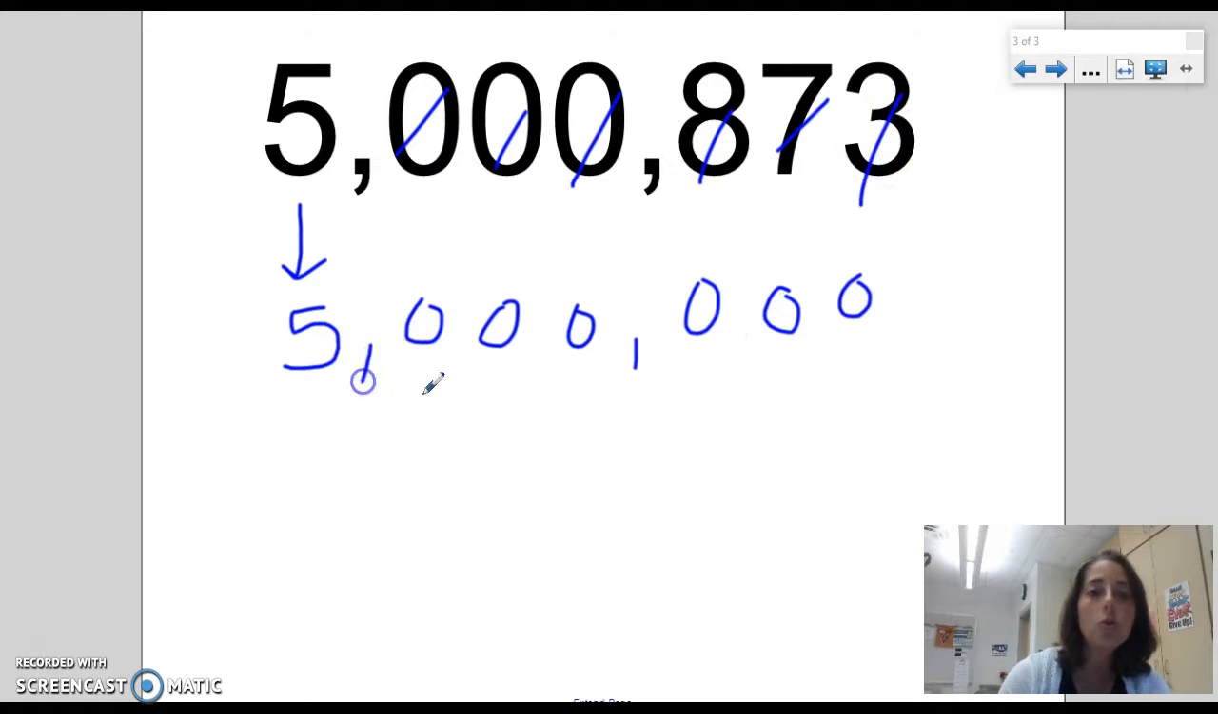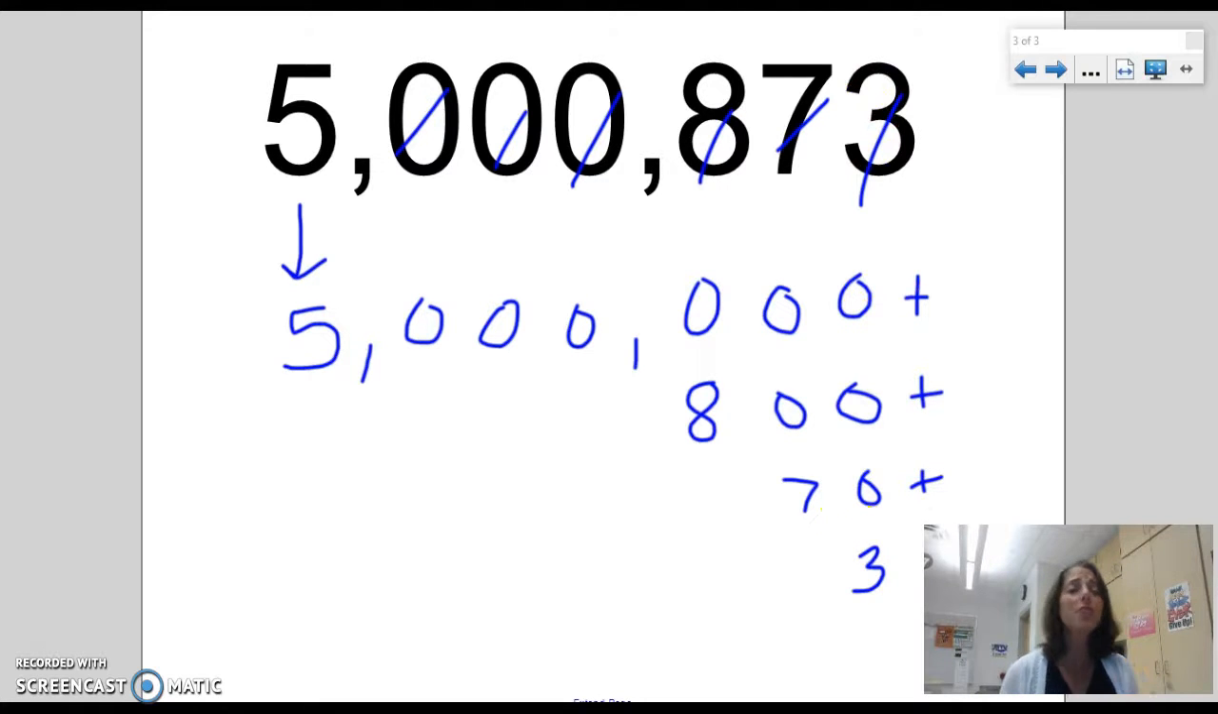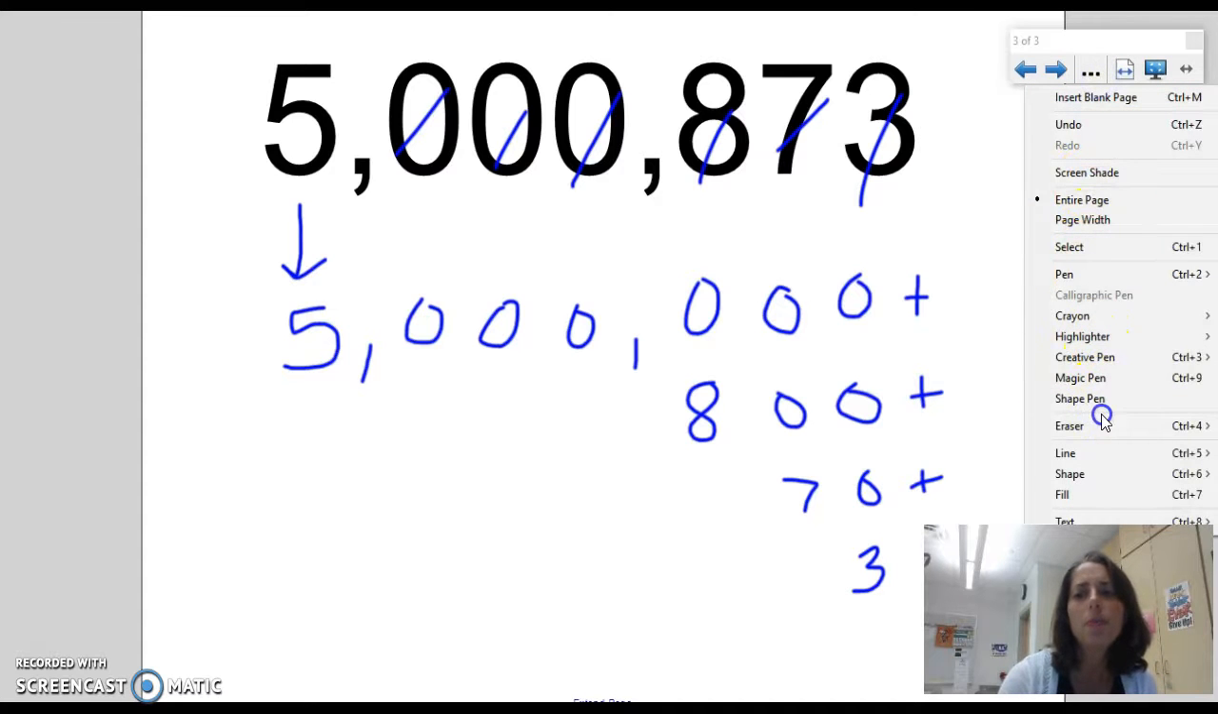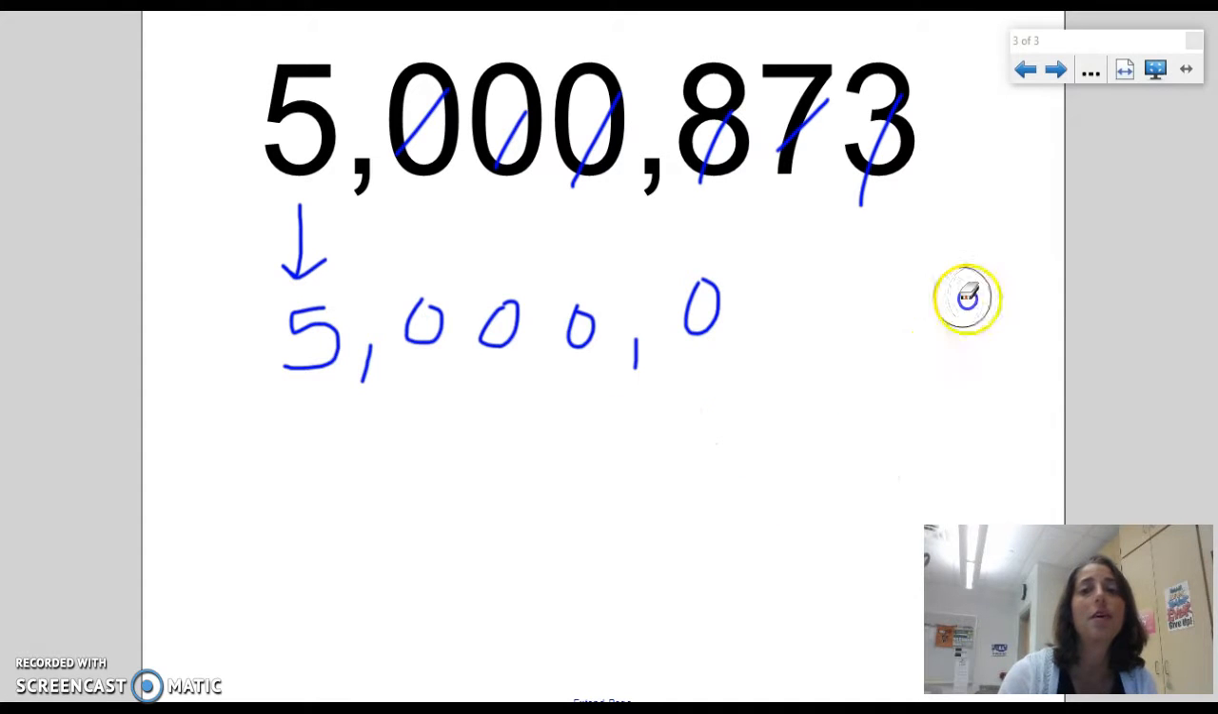In the old school expanded form, I would do 5 million, and then of course I would add the value of the 8, which if I pull down that 8 would be here in the hundreds place, fill in those zeros, and then of course I would need the value of the 7. I would pull that down to the 10 spot, fill in zeros, and then add the value of that 3. So that's the old school expanded form you guys have already mastered, and you should be pretty familiar with that just in general from other years of school.